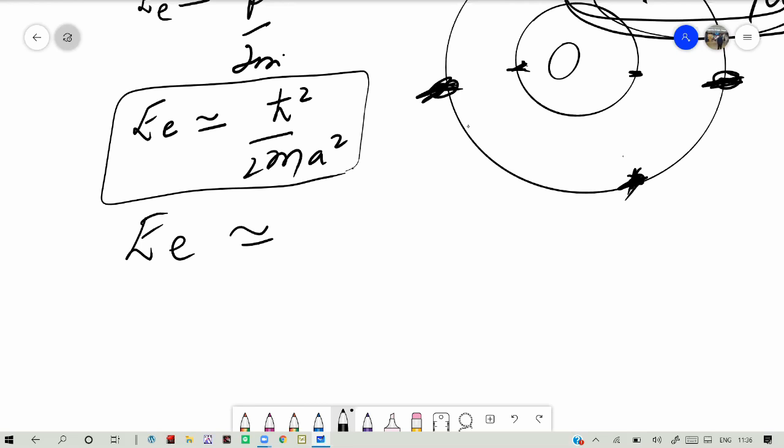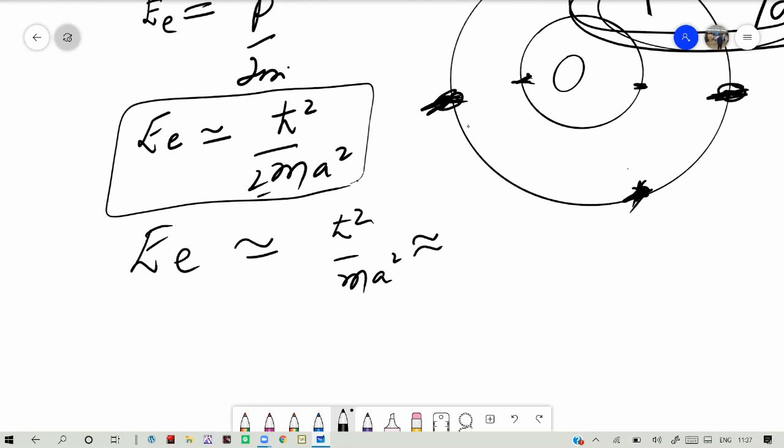If you calculate this, h cut square by m a square is a constant factor here. This turns out to be approximately of the order of a few electron volts, if you put the value of h cut in terms of electron volts and take a equal to approximately 1 angstrom, the distance between two nuclei. 1 angstrom is 10 raised to power minus 10 meters.